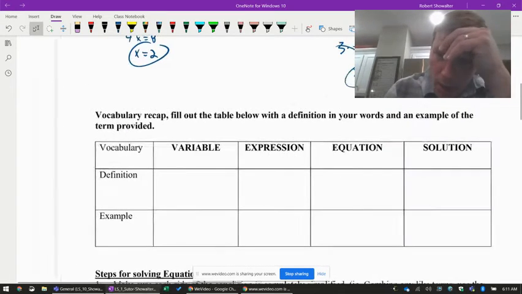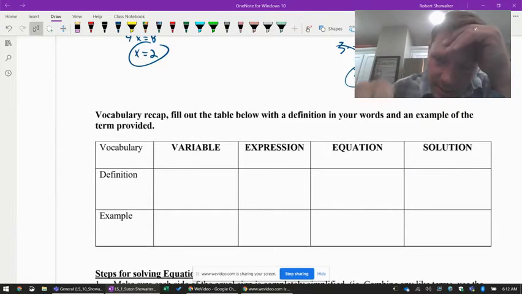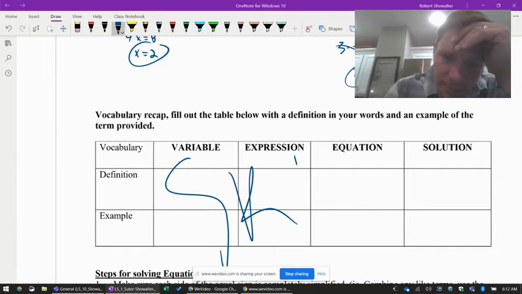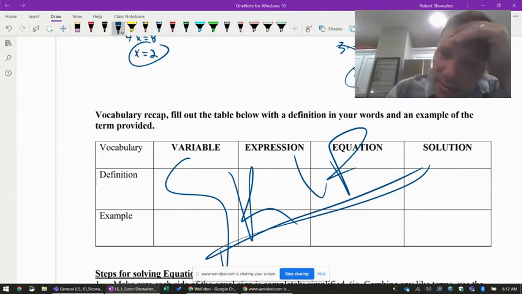Cool. Hey, so we actually talked about this chart in class the other day, so I'm going to skip it because we talked about it in class, in person.